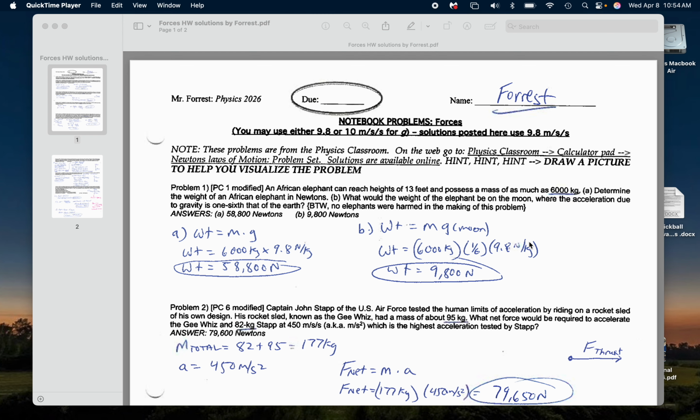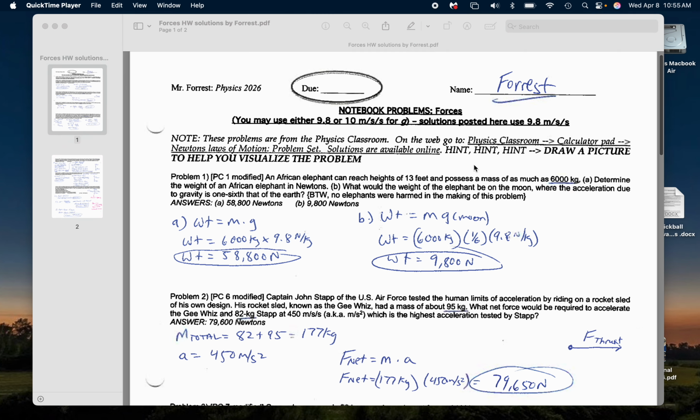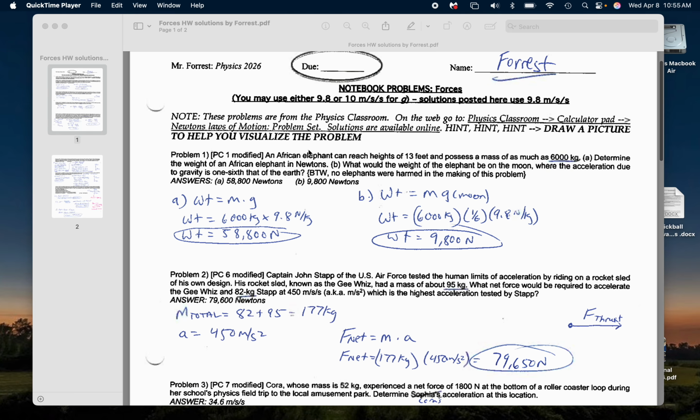To the forces homework problems. So this really deals a lot with Newton's second law and coefficient of friction and things like that. So most of these come from Physics Classroom. That's why it's called PC. And I gave you a link where you could have gone to the Physics Classroom to have audio solutions beforehand.